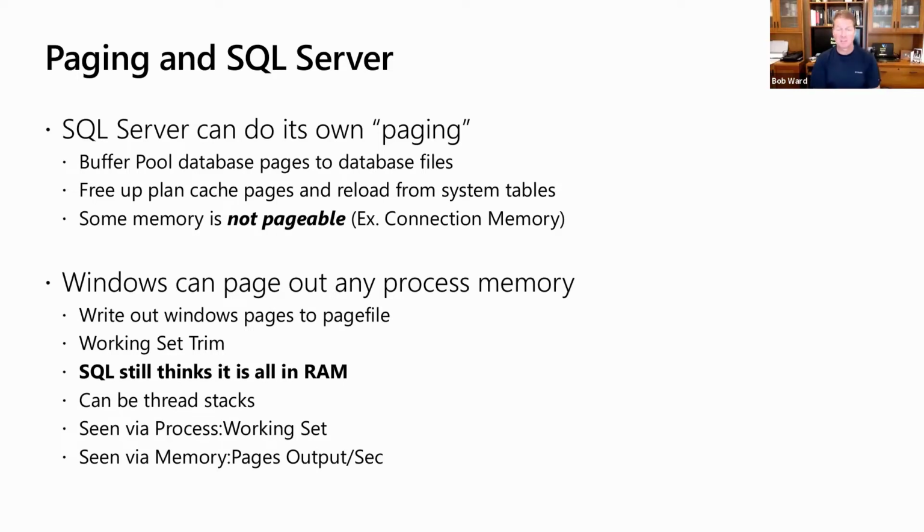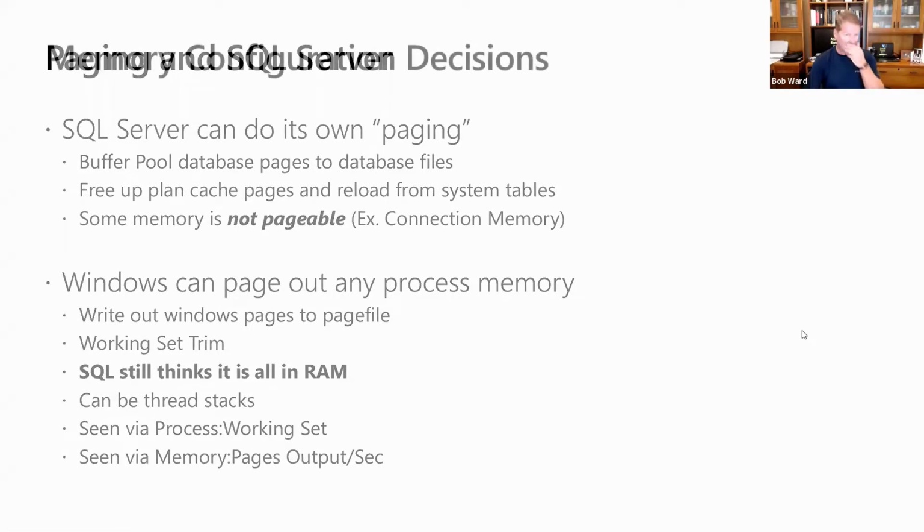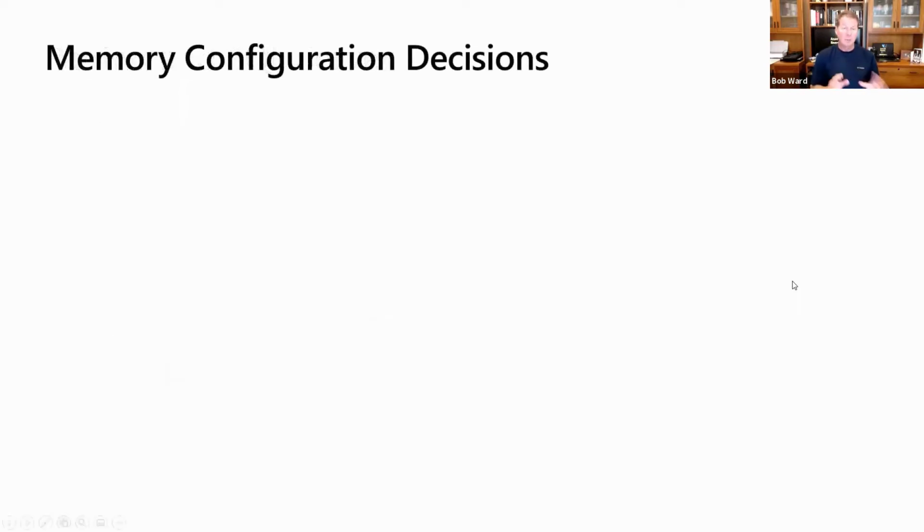It could be any of these things I list on the architecture screen. We think it's all still in RAM. We're just kind of chunking along. And it could even be thread stacks. Now you can see this problem if it occurs by looking at these performance monitor counters to see this working set trim scenario. So why am I telling you that? Because when we start talking about the word locked, keep in mind what I just said about Windows paging out process memory. You're going to make configuration decisions for SQL Server that are going to affect the behavior of some of this paging that occurs and how we manage memory.